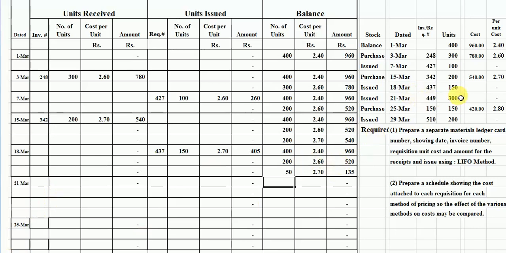21st March, again 3 units are issued. The requisition number is 150.